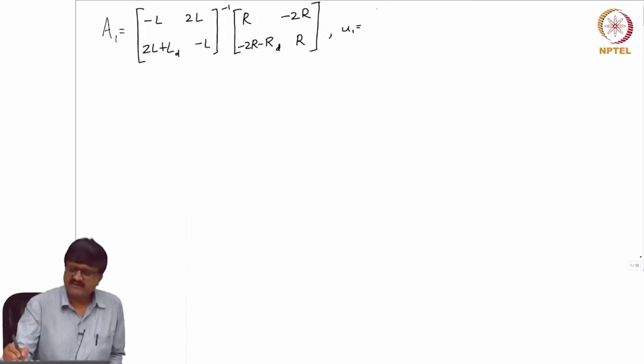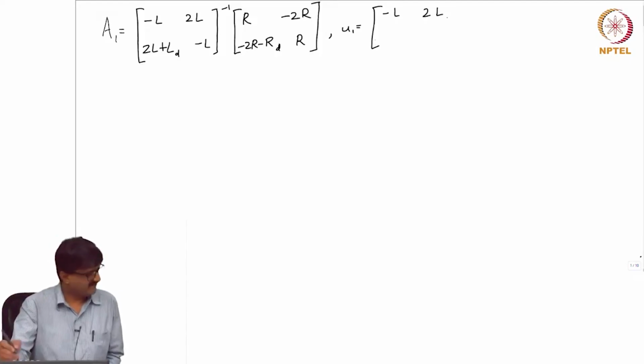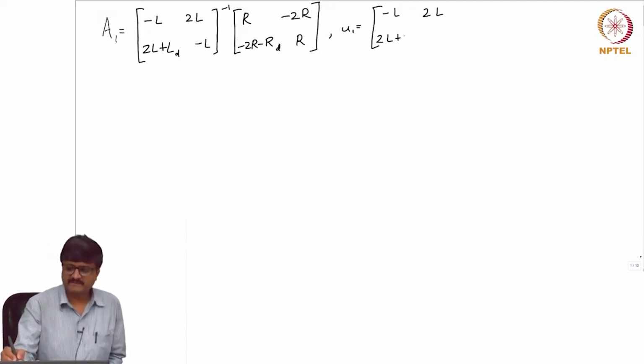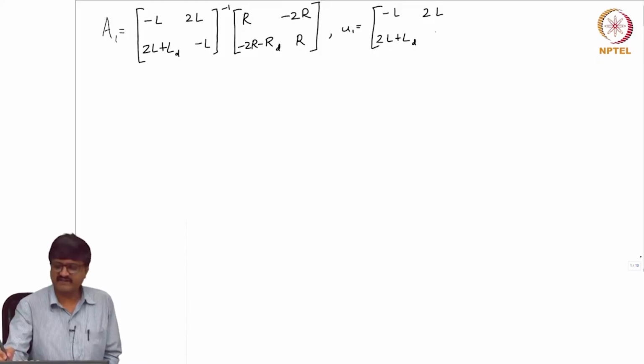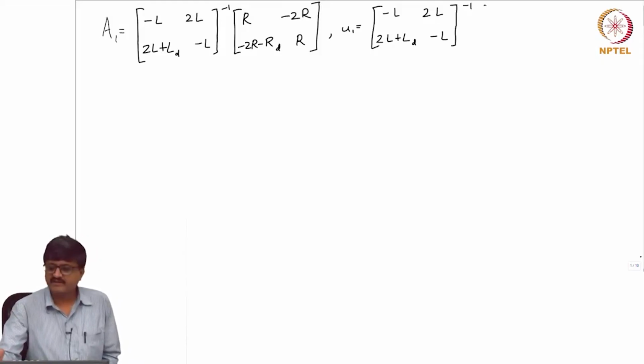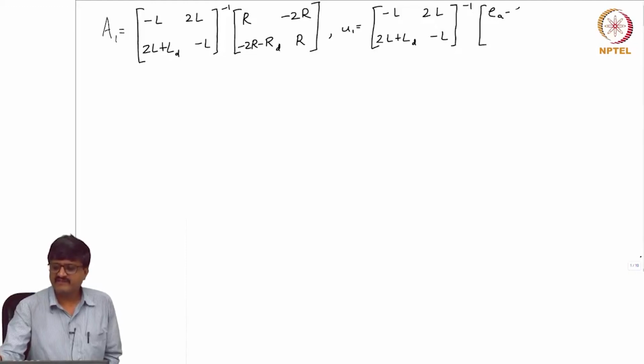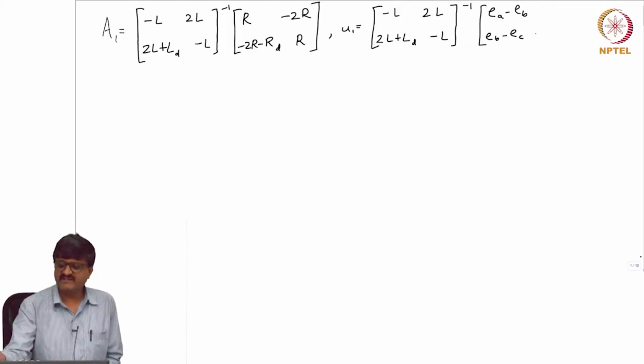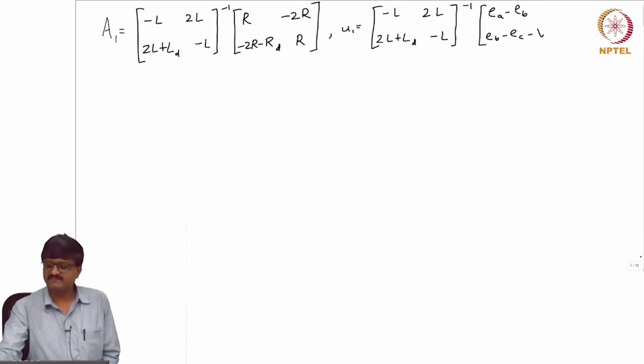And of course, U1. So, U1 is minus L, 2L plus LD, minus L, inverse, into EA minus EB, EB minus EC minus VD.